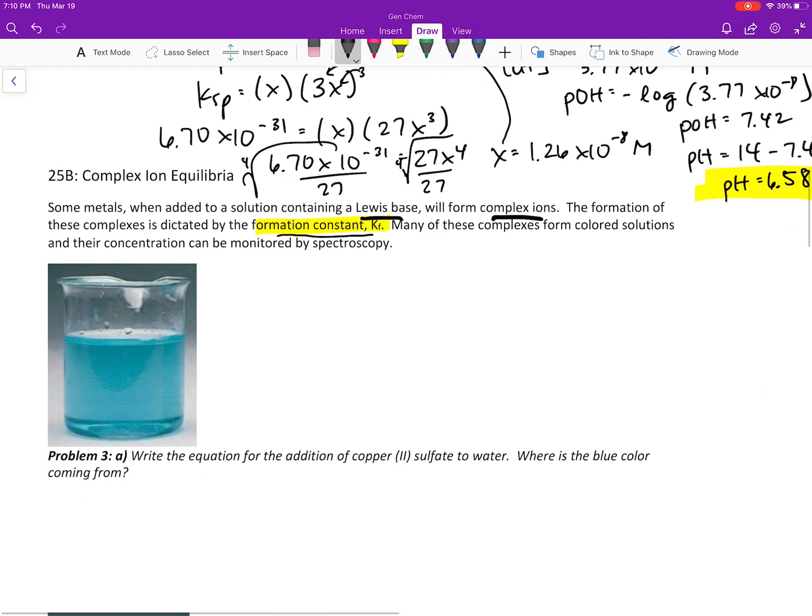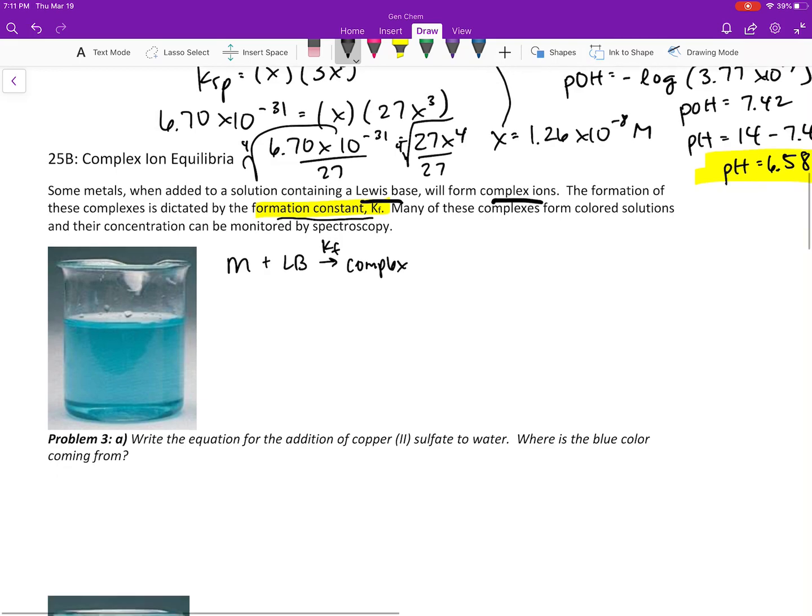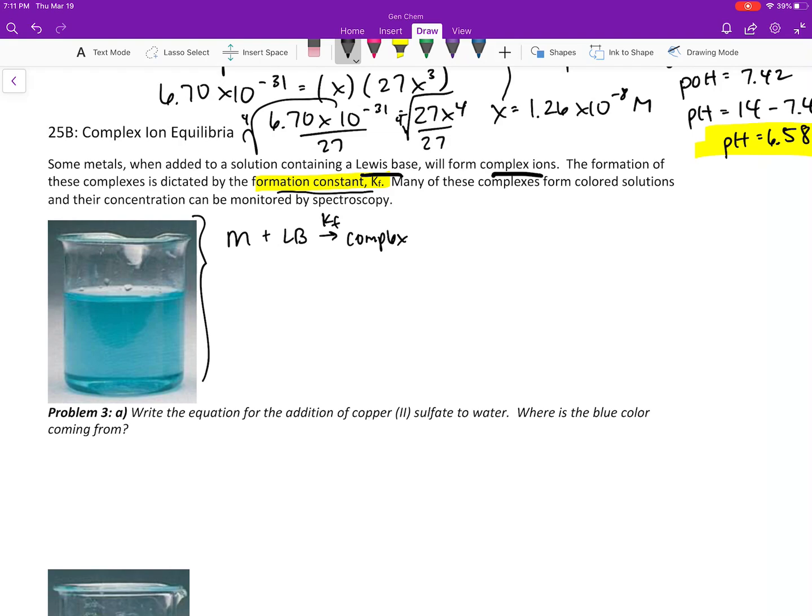But Kf means something is forming. So we're going to take a metal plus a Lewis base, and we form what's called a complex. And this is dictated by Kf, which is the formation constant. The colored solutions can be monitored using spectroscopy, so this should be making you think experiment 7. That's what we did. We took iron and we took thiocyanate and we made a complex, measured its absorbance by spectroscopy, and determined the mole to mole ratio of the compound.